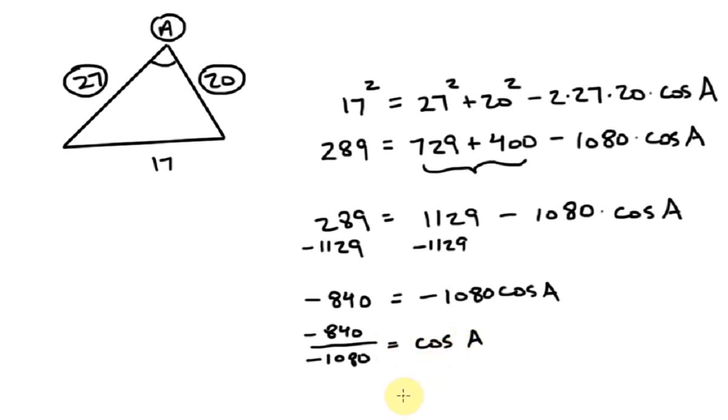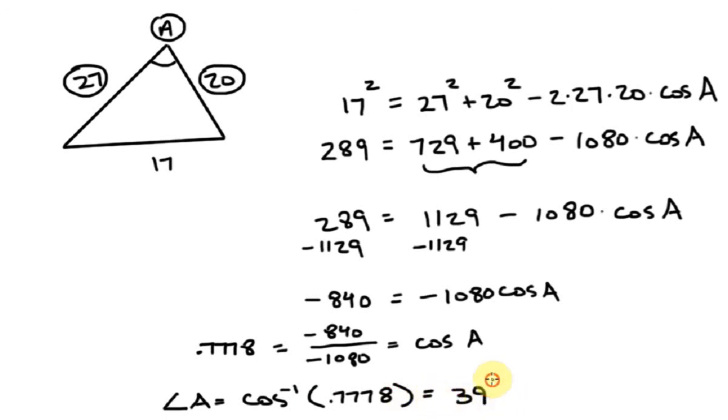So finally, I've got one last thing to do. And by the way, this number here turns out to be 0.7778. And I'm going to cos inverse that. So to get angle A, all I have to do is go cos inverse of 0.7778. And that turns out to be 39 degrees. So there you have it. That is working the law of cosines.